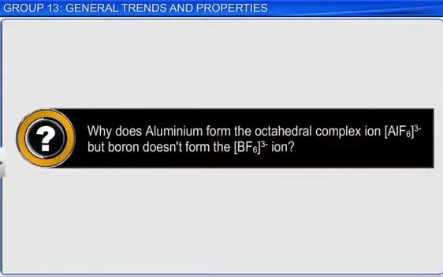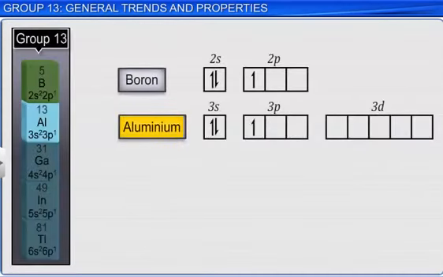Try to answer this question on your own before going on. Why does aluminium form the octahedral complex ion AlF6 3-, but boron doesn't form the BF6 3- ion? Answer: aluminium in period 3 can use its unused 3d orbitals to achieve an expanded octet. Boron doesn't have any d orbitals, so it cannot expand its octet.